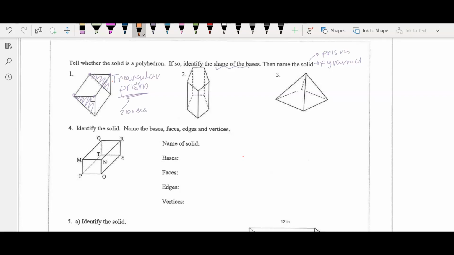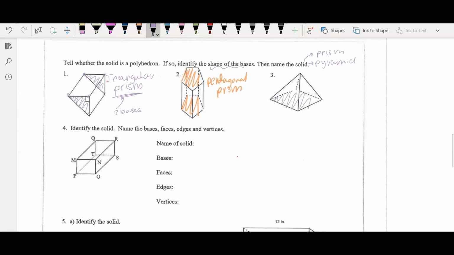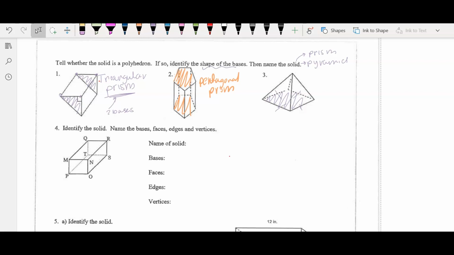The next one here is absolutely another prism. We have 1, 2, 3, 4, 5 sides, so it's a pentagonal prism. Again, two bases. The next one here has just the one base down below, and it has 4 sides. We are not given the notation to say those are all congruent, so we cannot assume that it's a square. But what we can assume is that it's a rectangle. So we can say it's a rectangular pyramid.